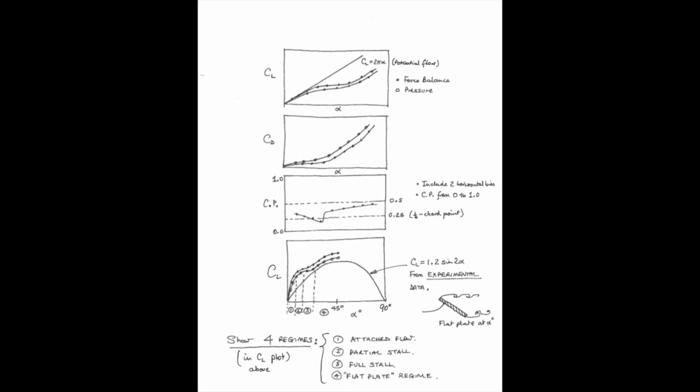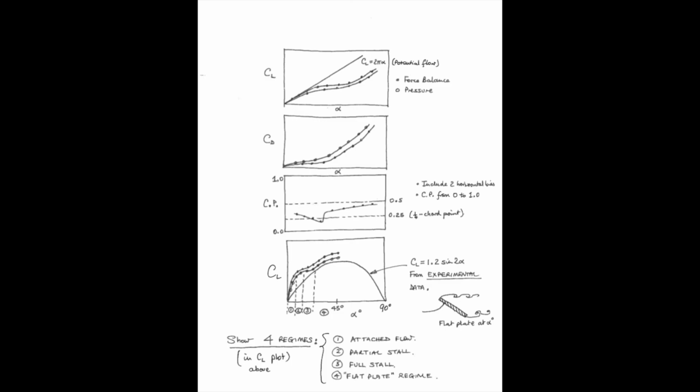The third plot shows the center of pressure versus angle of attack. For this plot, we asked you to include 2 horizontal dashed lines. The first dashed line should be at CP equals 0.25, the quarter chord point of the airfoil. This dashed line represents the theoretical center of pressure determined from potential flow. The second dashed line should be at CP equals 0.5, the half chord point. This dashed line represents what the center of pressure asymptotes to for a flat plate, approaching an angle of attack of 90 degrees. The limits of the y-axis should be 0 and 1 to represent the leading edge and trailing edge of the airfoil.